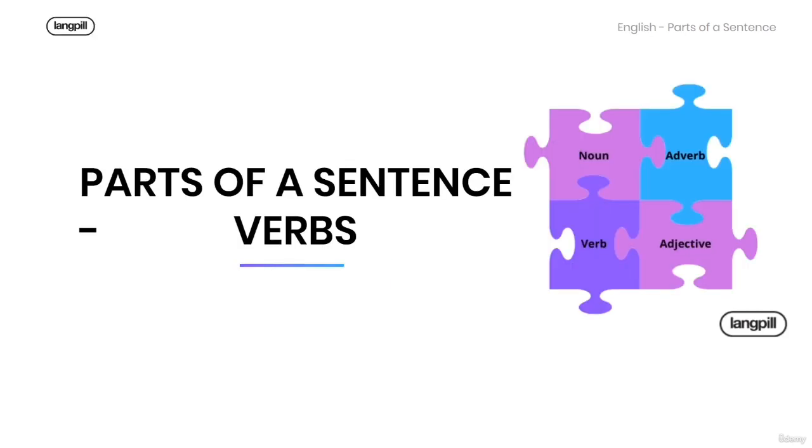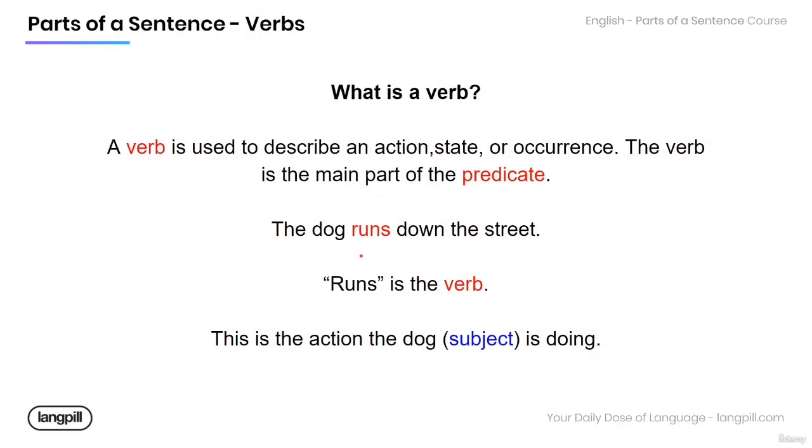All right, in this lesson, we're going to focus on what a verb is in the English sentence. So what is a verb? Well, a verb is basically just used to describe some action or some state of being, some occurrence, okay?